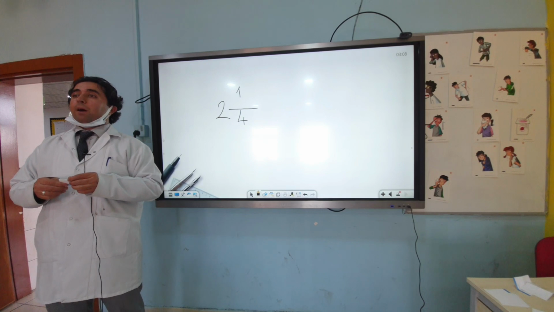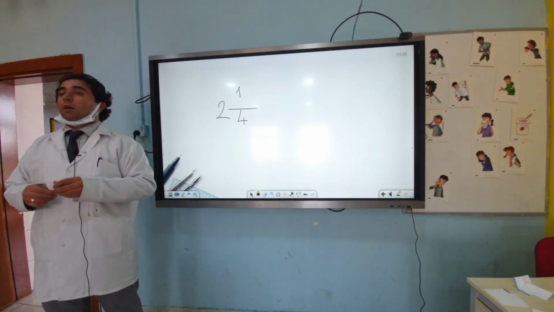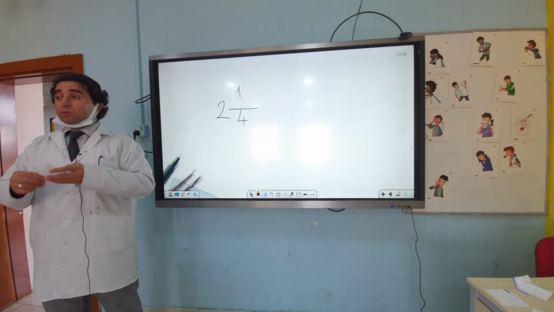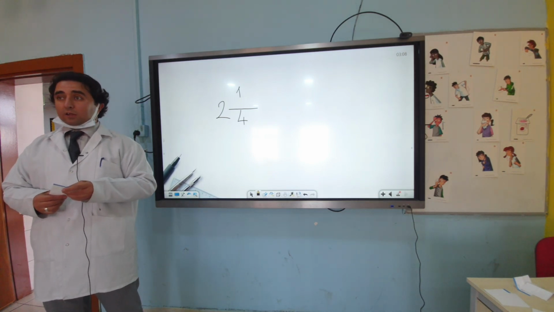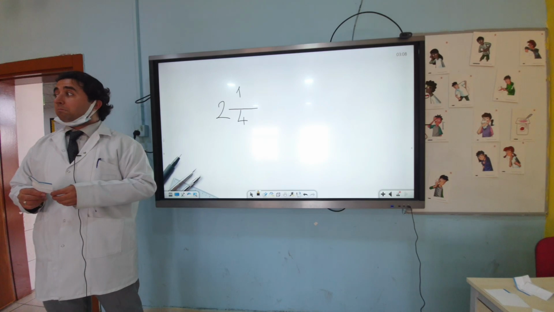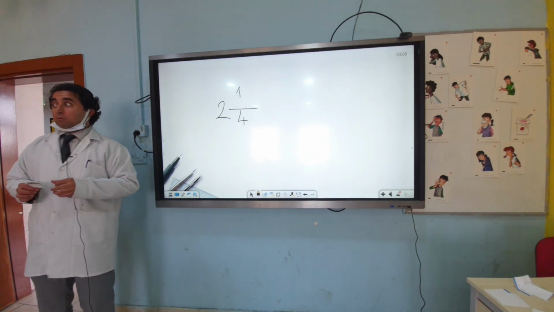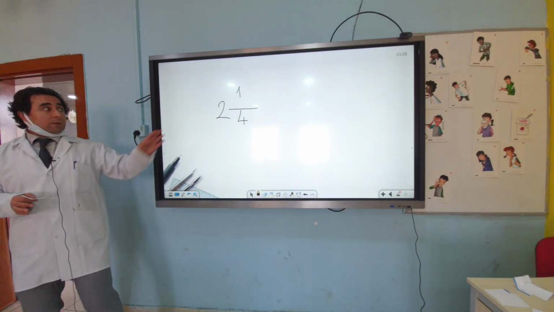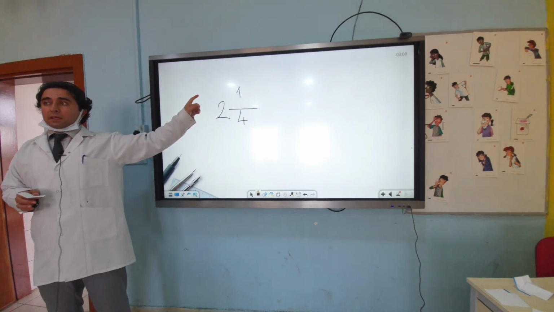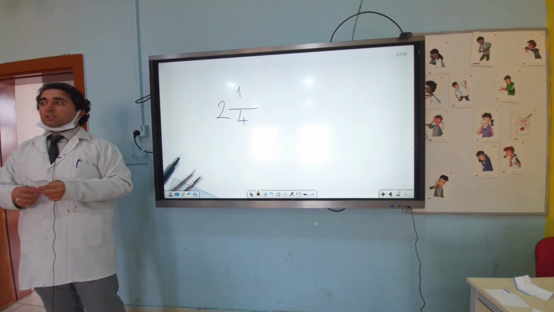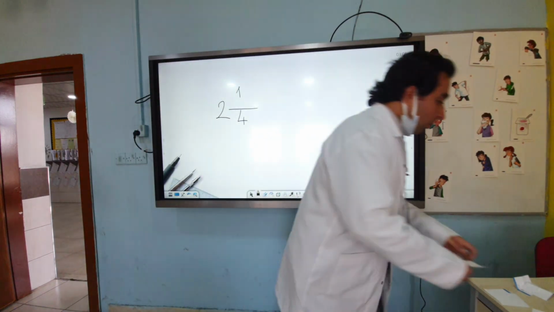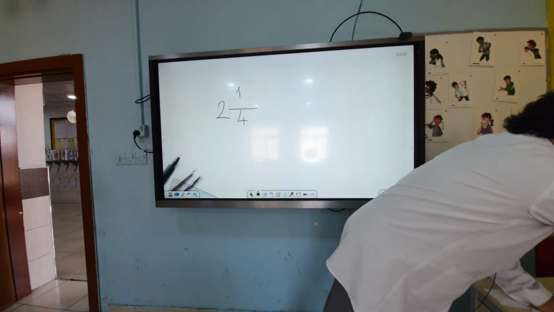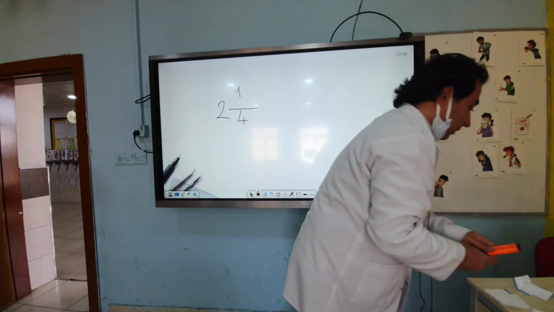How many parts should you take? How many parts should you shade? How many parts should you color from the last paper? One. Why? Because the numerator says, please shade one of them. Then you are going to color. I'm going to color it with you here.